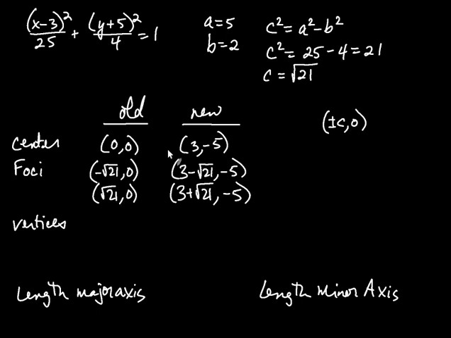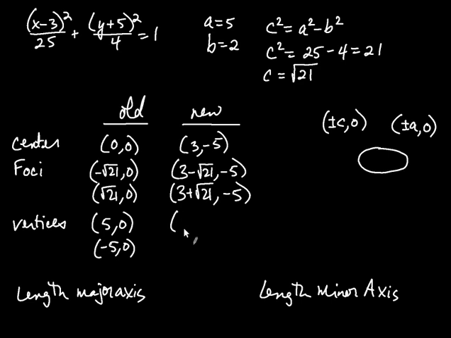And then the vertices, of course, you have to think about the way this is oriented. Because a is always larger, but a occurs along the x-axis, that means this ellipse is elongated along the x-axis. That is, the major axis is horizontal. So the vertices are positive, negative a, comma, 0 for an unshifted ellipse. So in that case, it'd be 5, 0, and then -5, 0.